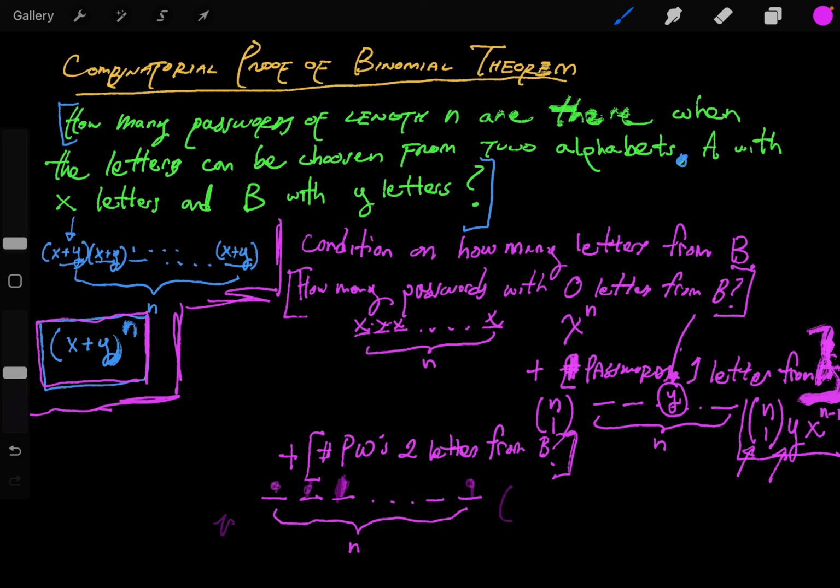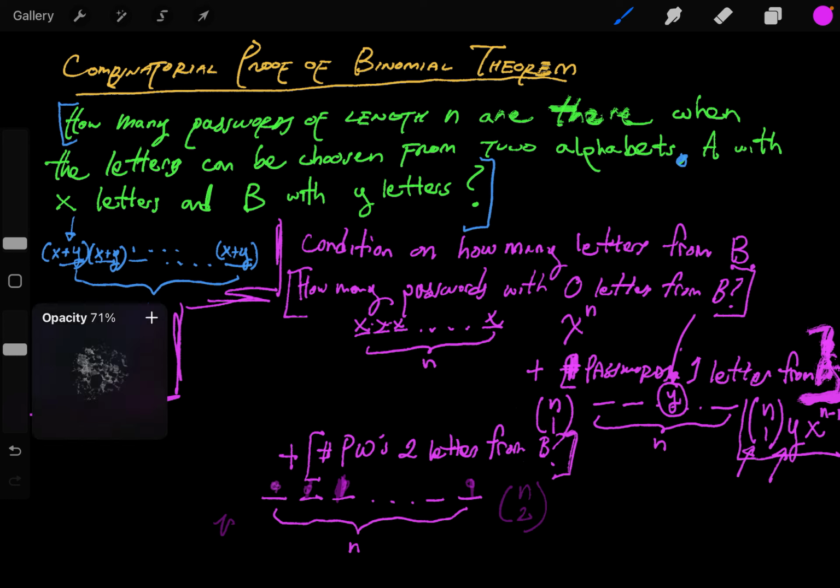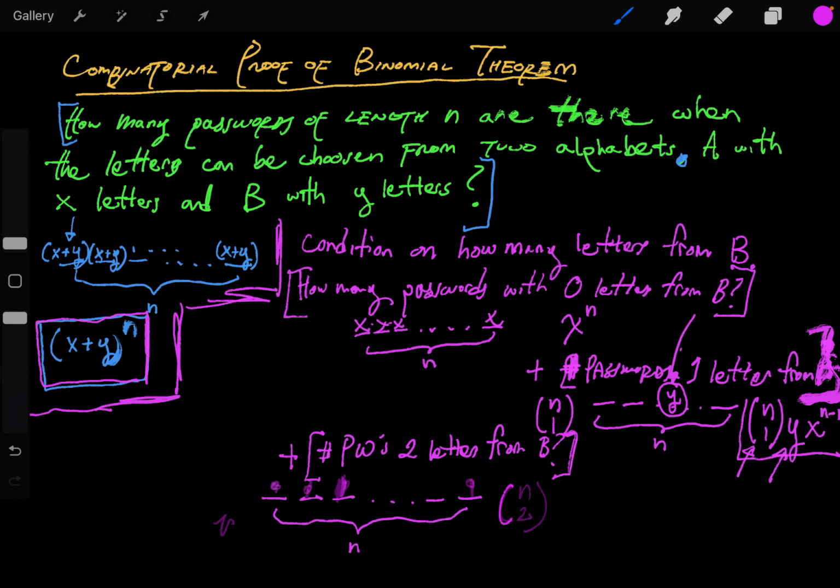Well, there's n choose 2 ways to choose my placement from B. That's why that was happening. N choose 2, times Y choices for wherever I place it here and Y choices over here, so times Y squared. And then what's left over is just X's, and that's X to the n minus 2. This is the number of ways where I could do it for 2.